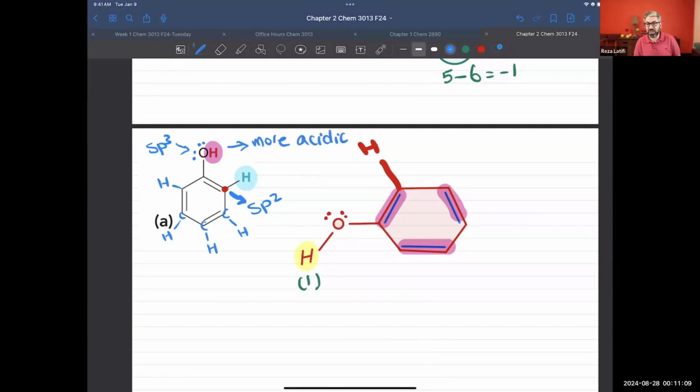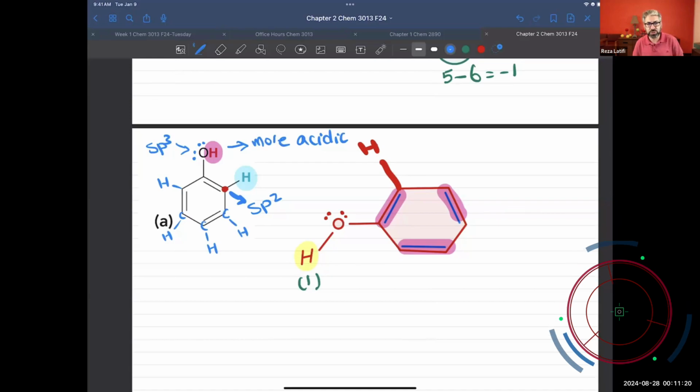This example is a bit complicated. Sometime around chapter 9 and 10, we're going to hit the ring again, and you will see actually how we will treat these 2 hydrogens. For now, thank you very much, and I will see you soon.